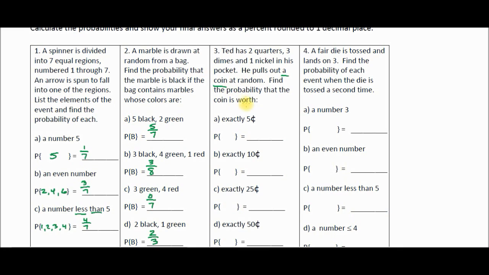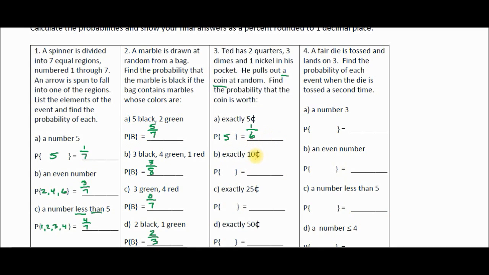What's the probability it's worth exactly 5 cents? The probability of being worth 5. Well, how many coins in his pocket are worth 5 cents? We got 1 nickel. That means 1 thing makes us happy. 2, 3, 4, 5. We have 6 total coins. 1 over 6.